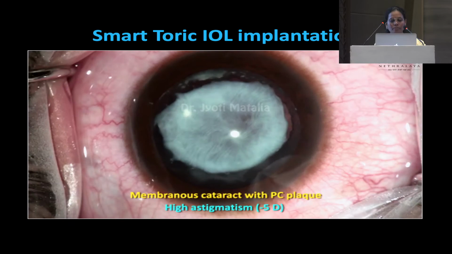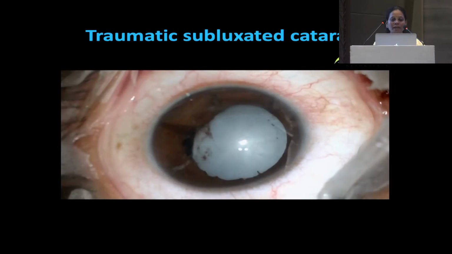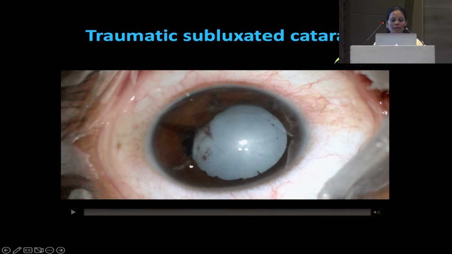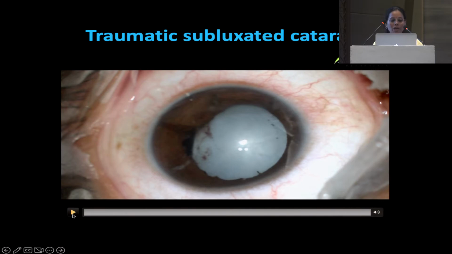Next case, and this is now another case of a traumatic subluxated cataract. You can see here that there's a subluxation, and you also see a fibrinous exudation and a partial subluxation. Now before you plan to do anything, I would not release these attachments which are there, the fibrin.